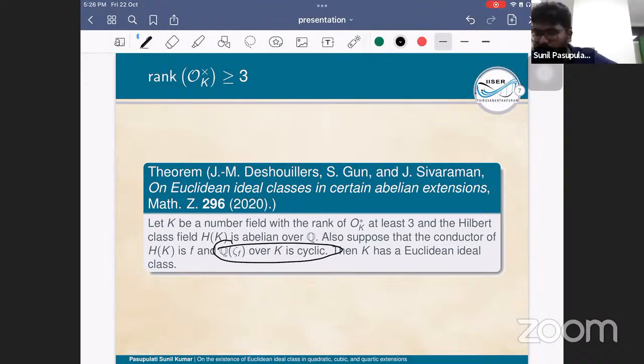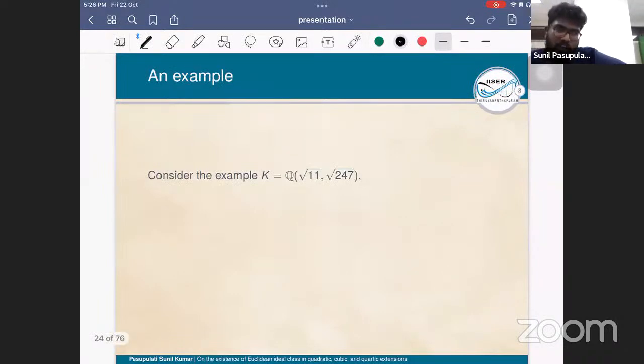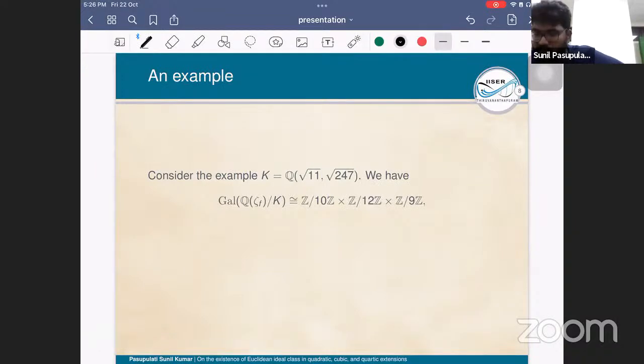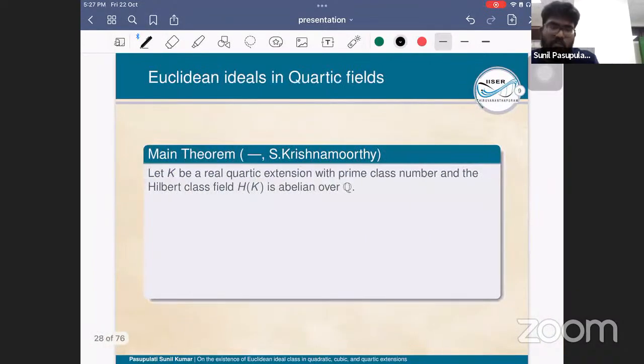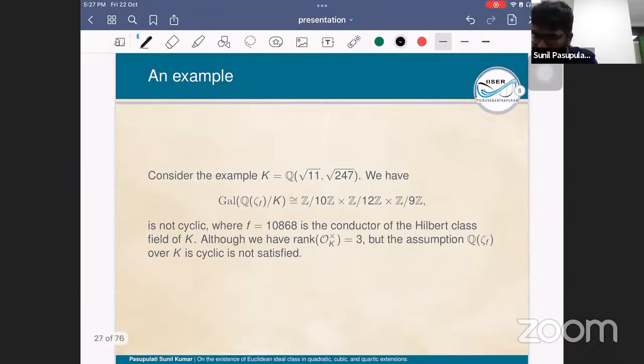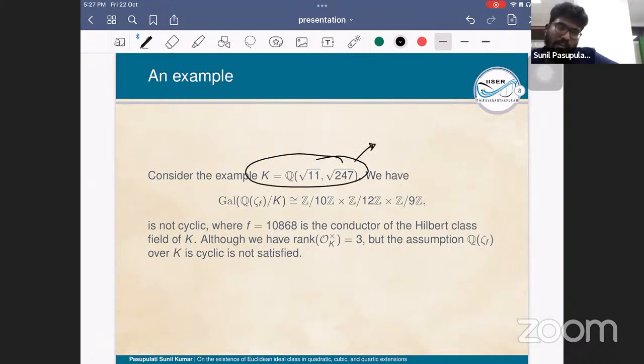For example, if I consider a biquadratic field, this Galois group is isomorphic to this, which is not cyclic, where F is the conductor of the Hilbert class field of K, and here the rank of O_K star is 3. I consider a real biquadratic field. This particular one has class number equal to 2.